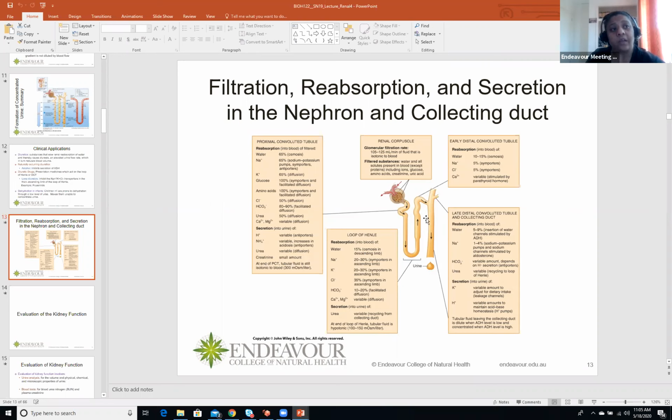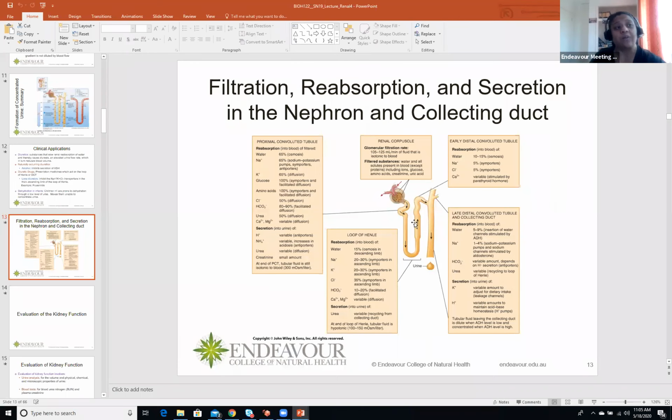Now another important thing to notice about the loop of Henle is that the first part of the loop of Henle, which is the descending limb, is permeable to water, so it will reabsorb water and put it back into the peritubular capillaries.